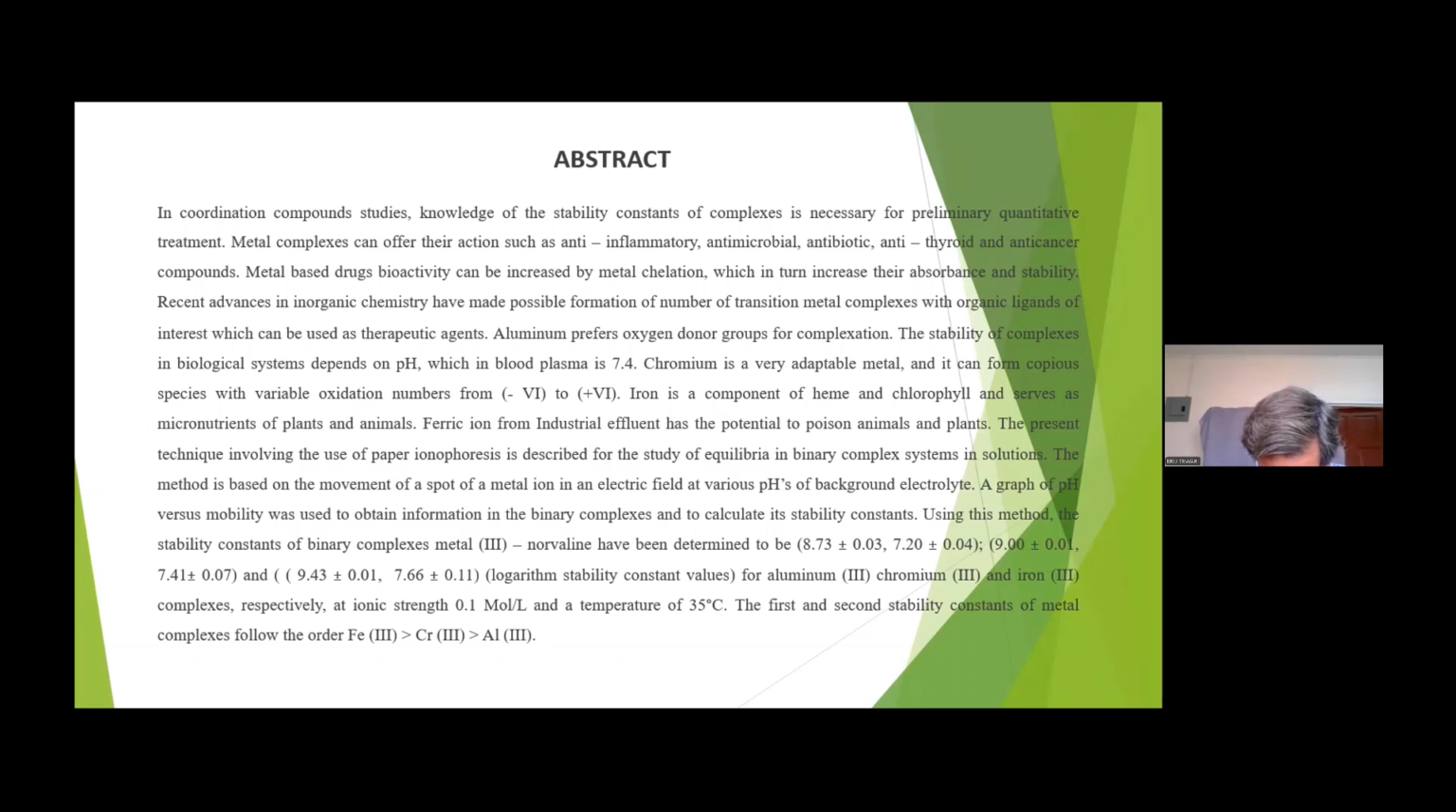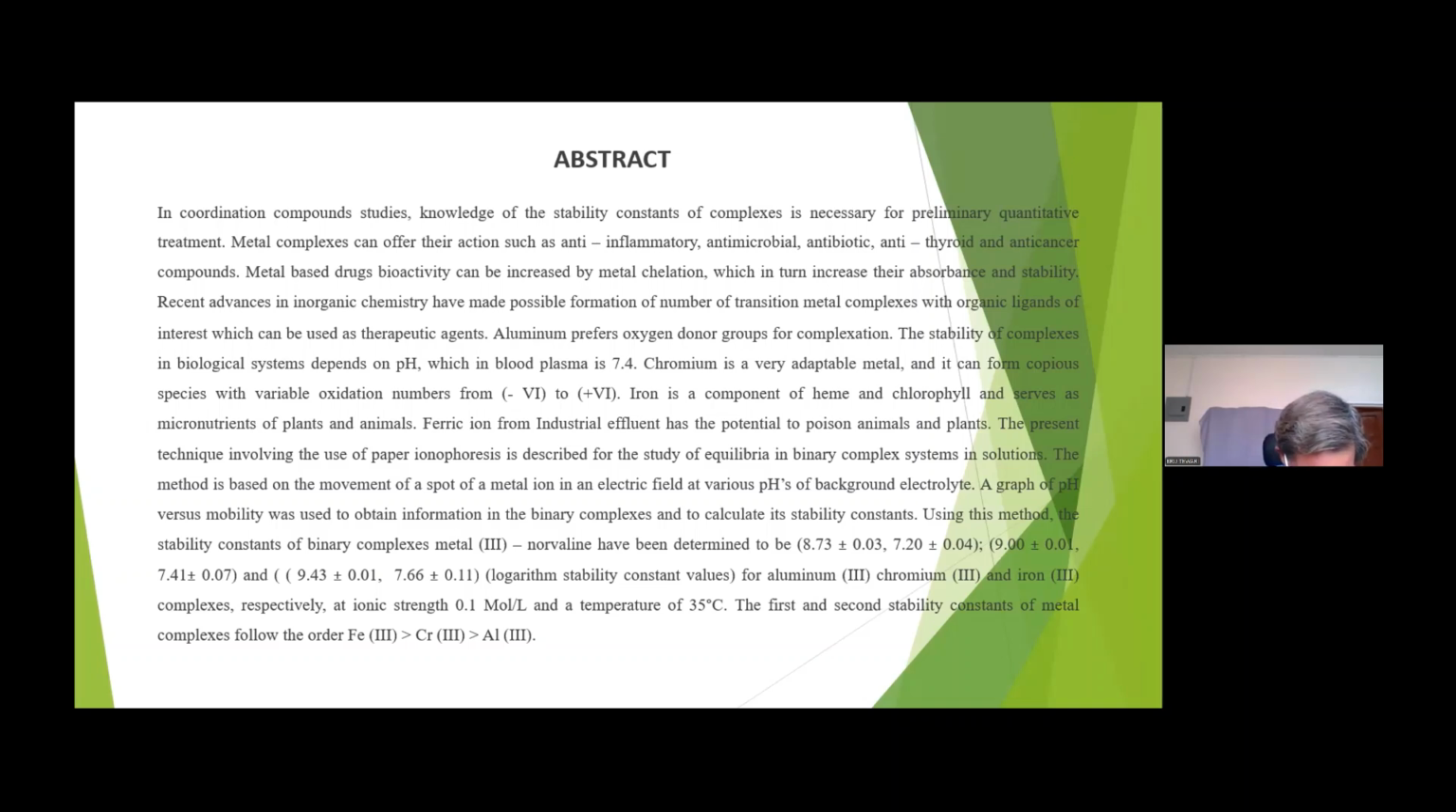Chromium is a very adaptive metal and it can form copious species with variable oxidation numbers from -6 to +6. Iron is a component of heme and chlorophyll and serves as a micronutrient of plants and animals. Ferric ions from industrial effluent have the potential to poison animals and plants.